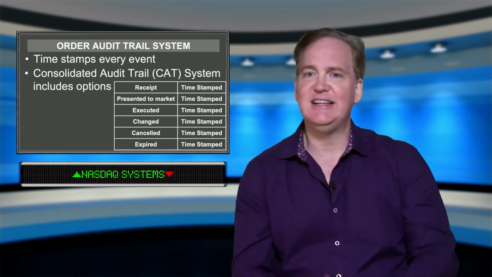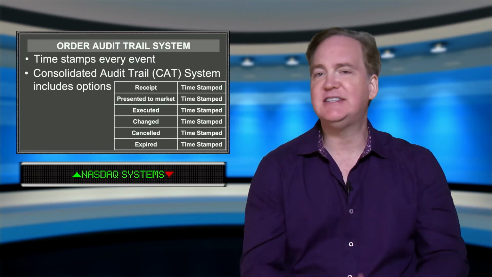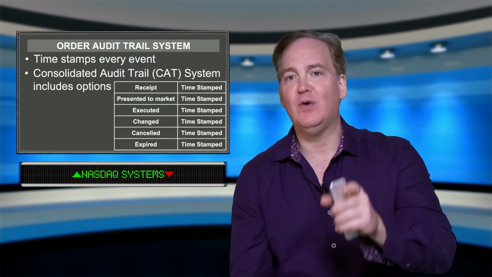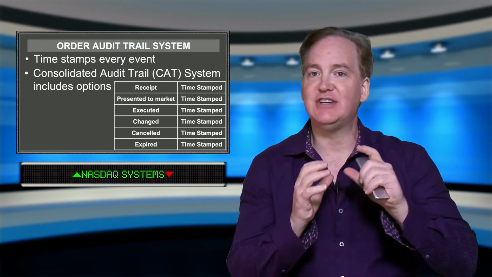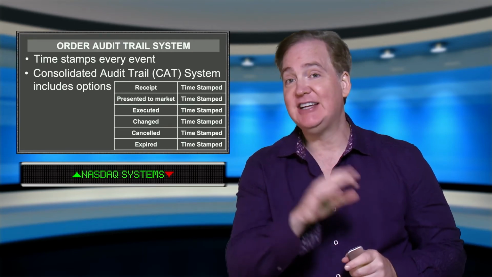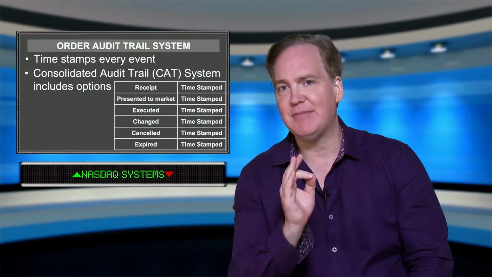Now, you may see the test present questions on OATS, or you may see the test present questions on CAT, the Consolidated Audit Trail System. The CAT system contains information regarding equity and option orders. They can test you either way on this, but they both effectively do the same thing.